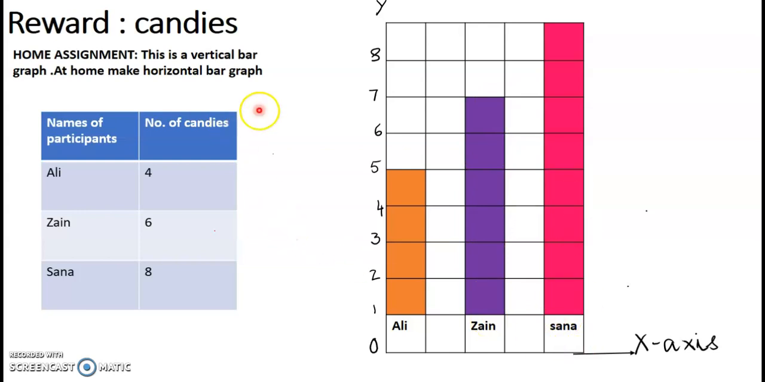Now your home assignment is that this is a vertical bar graph and you have to make a horizontal bar graph.